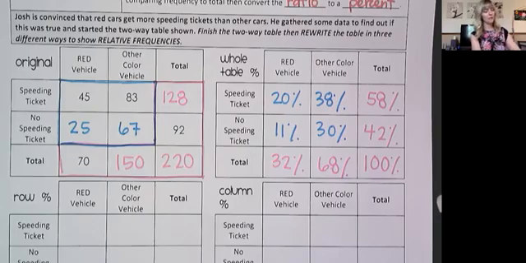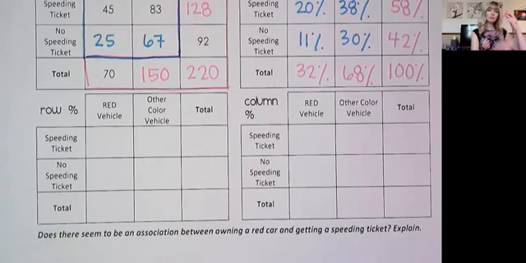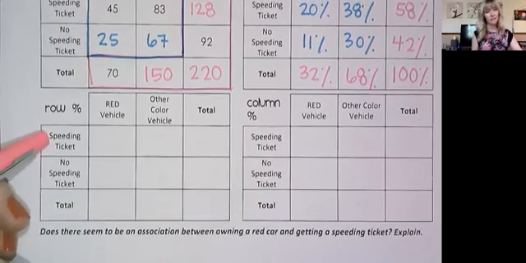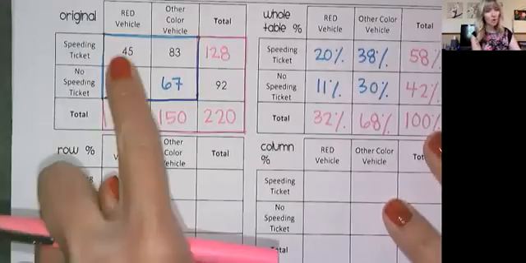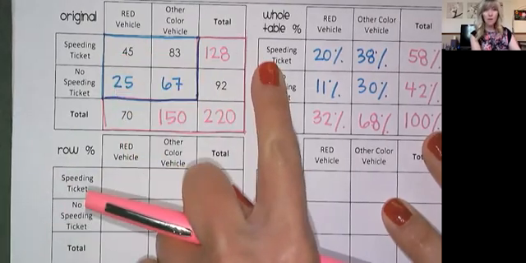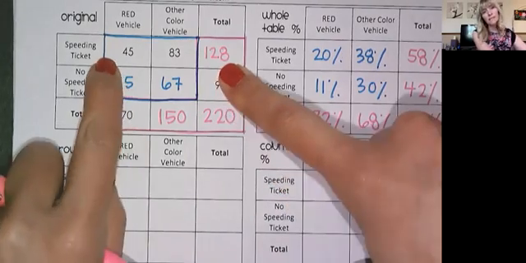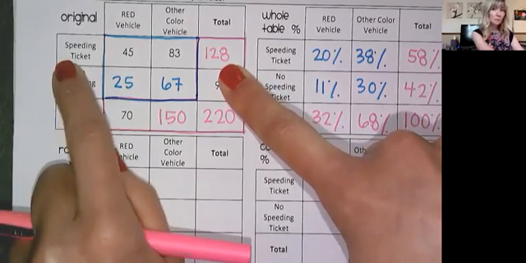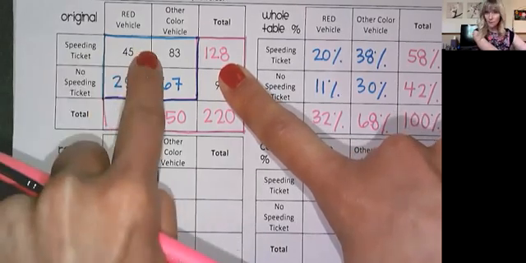So what if instead of a whole table percent, we try a row percent? I'm now changing my ratio, what it's out of. I'm going to make it out of total people that got speeding tickets and total people that did not get speeding tickets. Let me show you what I mean. Across this row, I know 128 total people got speeding tickets. So instead of putting 45 out of 220, let's find out of the people who got speeding tickets, how many of those people were driving a red vehicle.